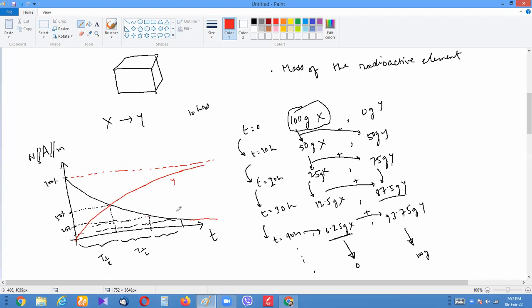This is how the graphs are going to look if we want to plot both of them on the same graph. So the black line over here, I'm trying to represent element X, and the red line I'm trying to represent the production of element Y coming from the radioactive decay process of element X.